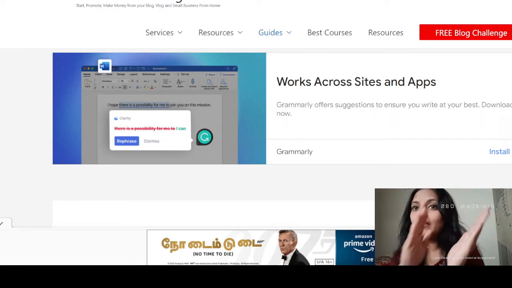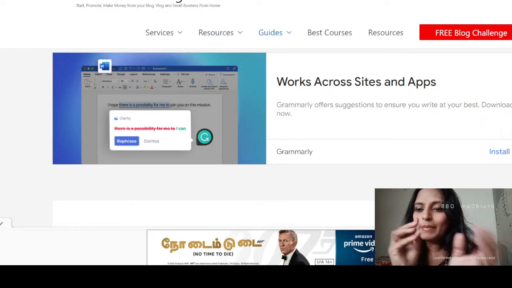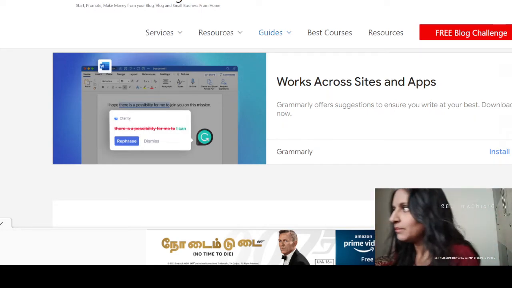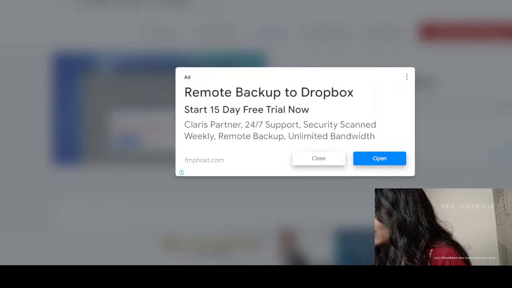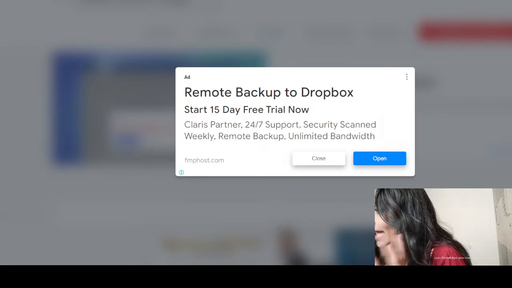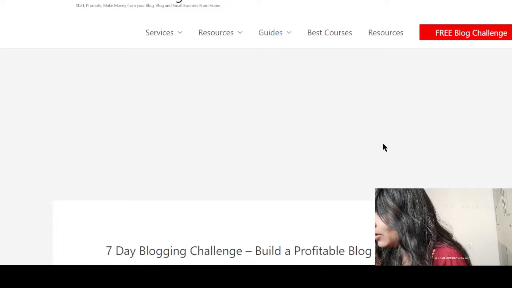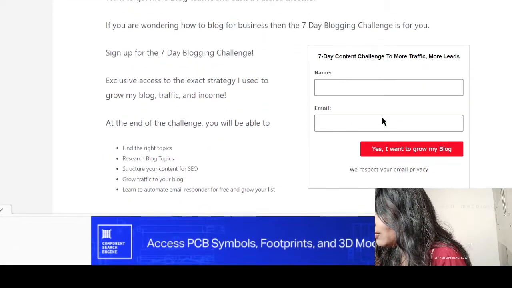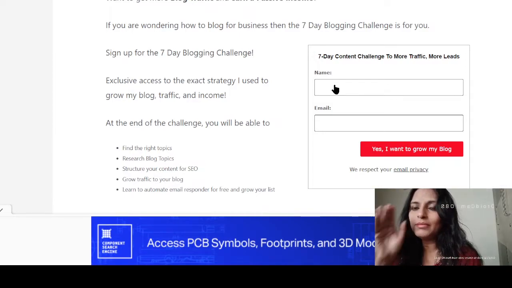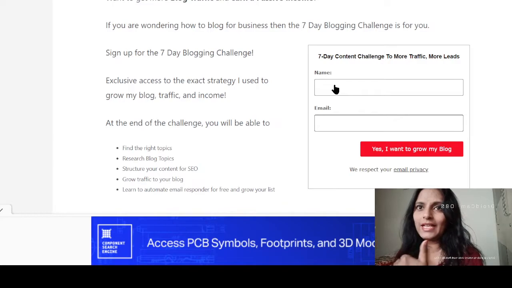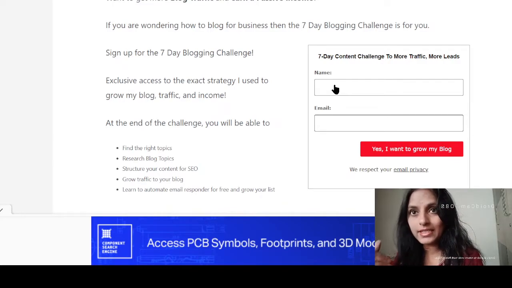Conversion means that when they go from this and they sign up, let me pull that up. So when they go to the free blog traffic challenge and then they sign up, they will put their email address and their name, and when they sign up they will land on a thank you page, and that I have set as a conversion. You can set it as a goal in Google Analytics.